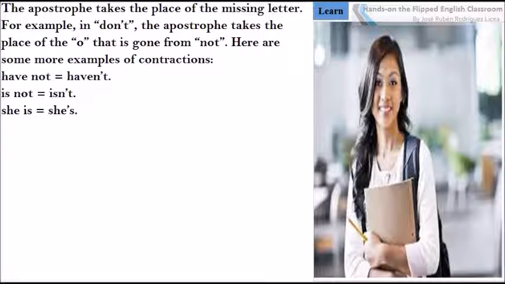The apostrophe takes the place of the missing letter. For example, in don't, the apostrophe takes the place of the O that is gone from not. Here are some more examples of contractions: have not equals haven't. Is not equals isn't. She is equals she's.